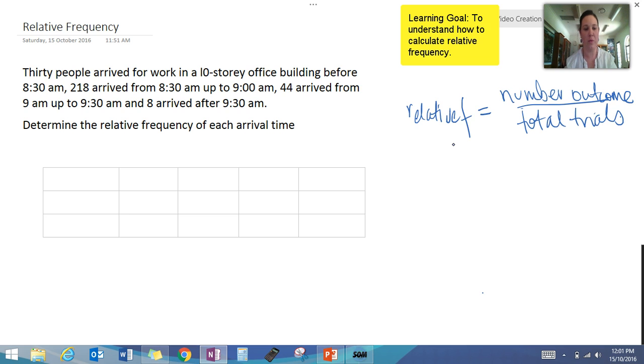Okay, and that's going to make a little bit more sense in a minute when we look at our example. And once we have a relative frequency, we can then predict what our expected frequency would be if we were to do more trials.